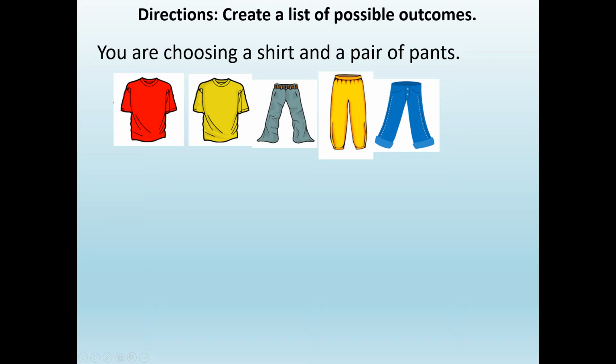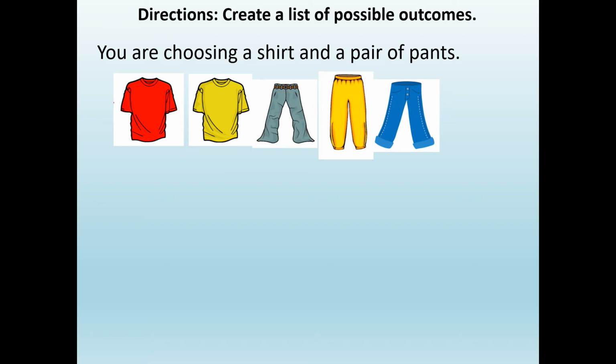But I also have a yellow shirt, so I can list my possible outcomes for wearing a yellow shirt. I can wear a yellow shirt with these blue jean bell bottoms. I can wear a yellow shirt with yellow pants. And as my students tend to notice, that ends up being the man in the yellow hat from Curious George. Or I can wear a yellow shirt with blue jean bottom pants. So that's a real quick, easy list.